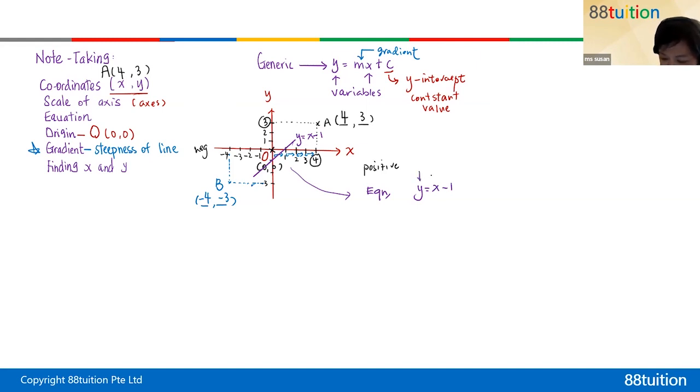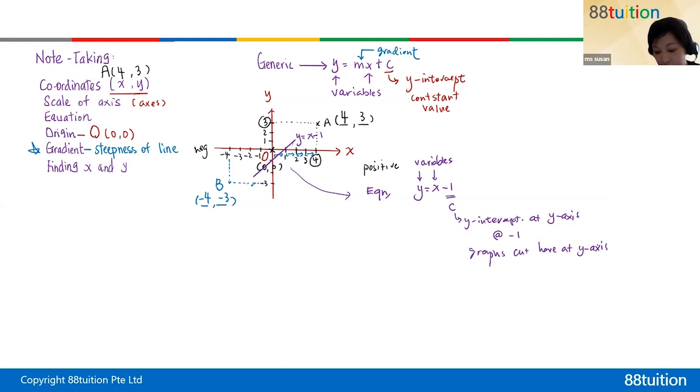Remember we say these are the variables. Do you realize something? There is a -1. We call it C, the value of C, which is also the y-intercept. So you see it intercepts at y at -1, right? So it intercepts the y-axis at -1. So the curve, the graph cuts here at the y-axis. That's what they meant.